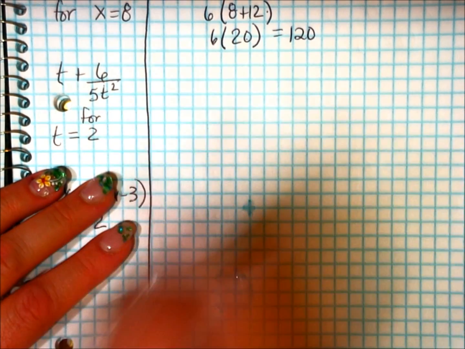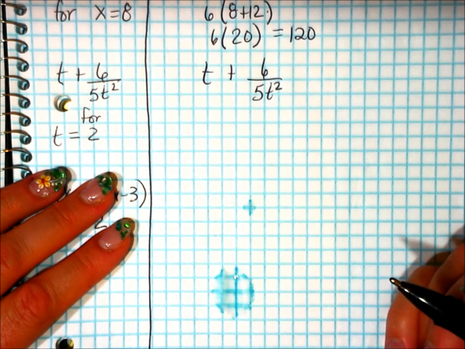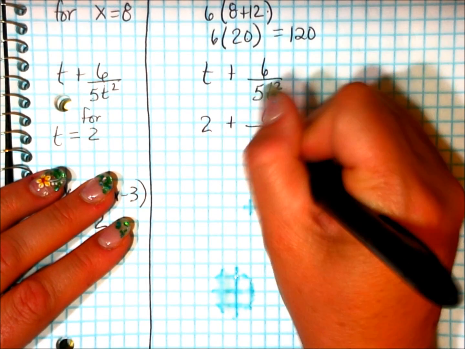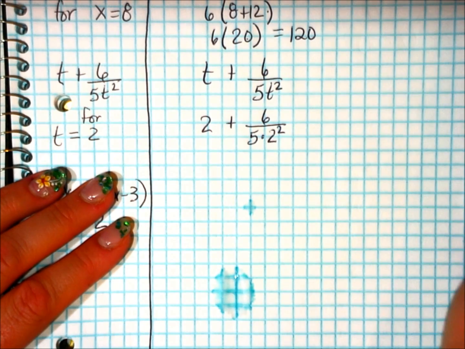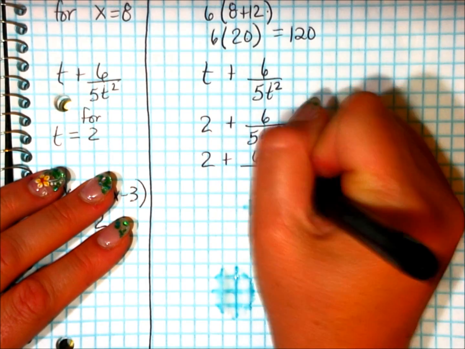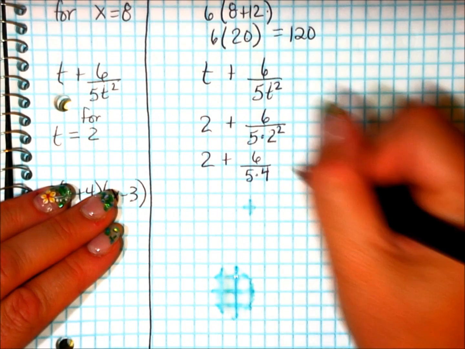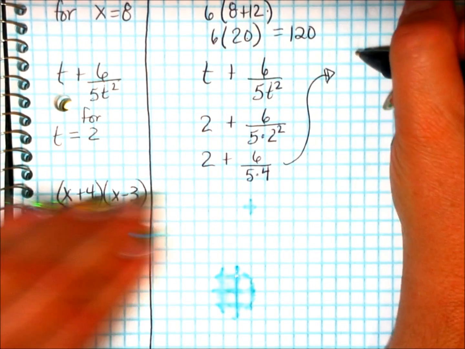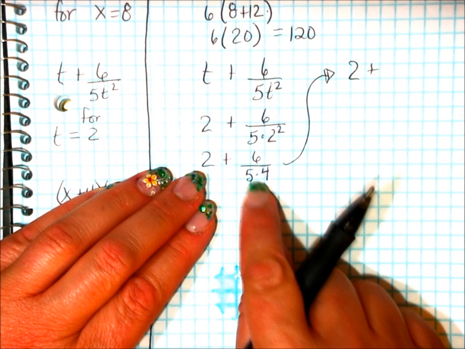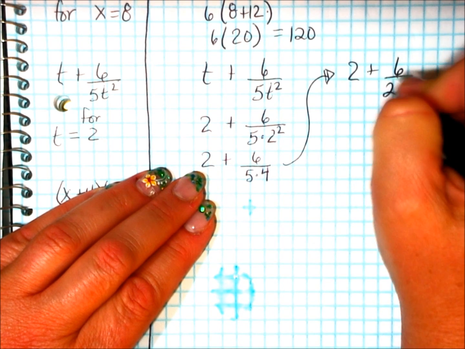Here's a little bit more complicated problem, but I think we can handle it. Every t is equivalent to a 2. So t is 2 here plus 6 over 5 times 2 squared. 6 on top. 2 squared would be 4. I'm going to keep going up here with this problem. Now, I do multiplication, division next. I got to do the multiplication here before I can do the division. So I'm looking at 6 over 20.